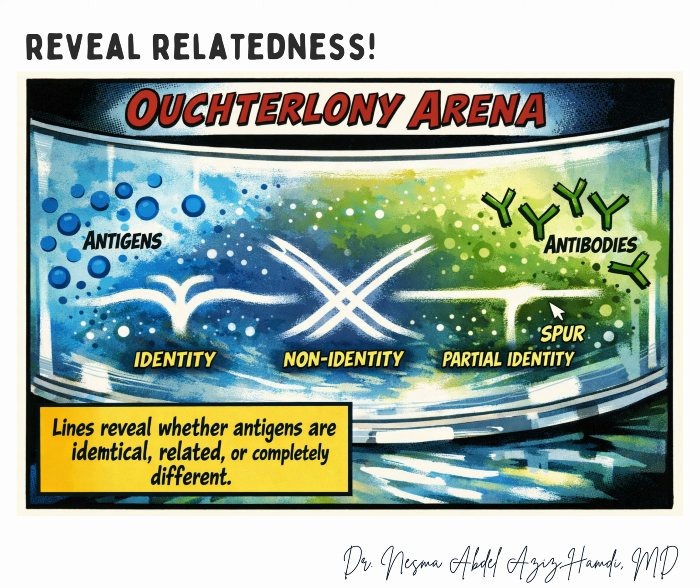Crossing lines of non-identity show that the antigens have no epitopes in common. And a spur pattern of partial identity appears when the antigens share some epitopes but one contains additional unique determinants, making this technique a powerful qualitative tool for comparing antigenic relatedness.